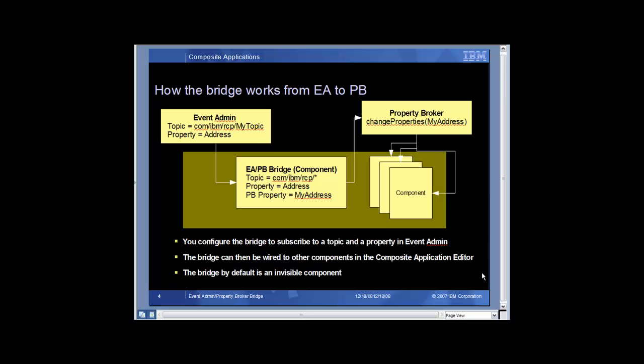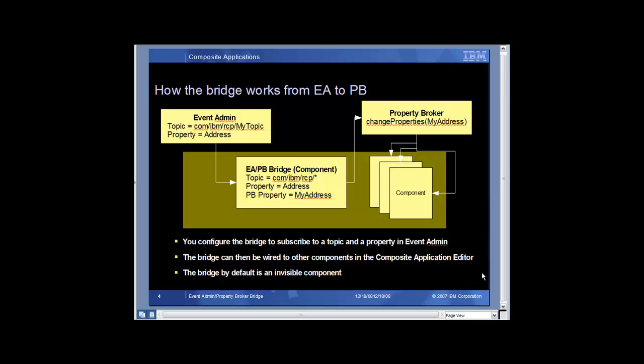So the way the bridge works is it's a regular component that would show up on the Composite Application Editor palette, and this component surfaces as a view part, and we'll get into more of that later. But you essentially configure the bridge to subscribe to a particular topic or a topic with an asterisk, for instance, where you can support wildcards. And then you define what property you're interested in on that event admin topic. And then you also map it to what you want the property broker property to be.